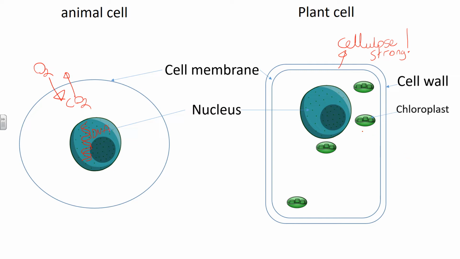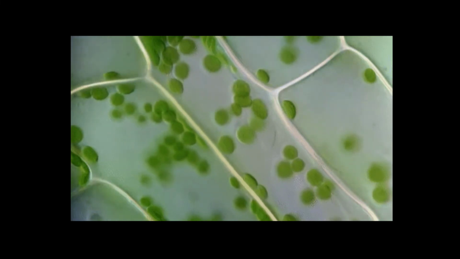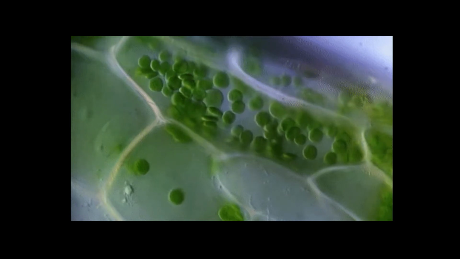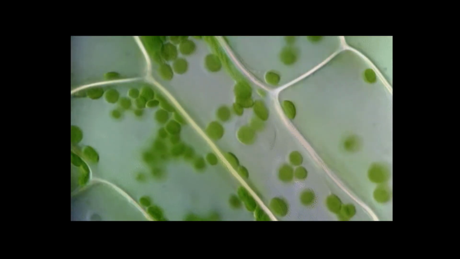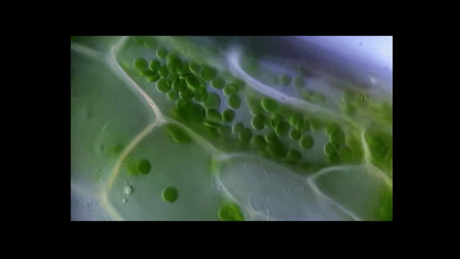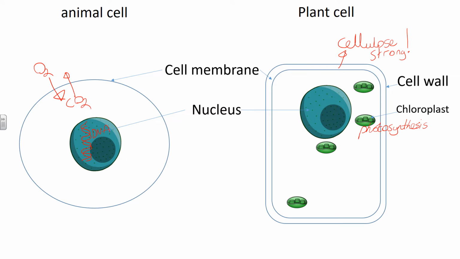Some plant cells have chloroplasts, not all. Root cells don't, they're underground, so they can't photosynthesize. These cells are generally coloured green because of the pigment chlorophyll that is inside the chloroplast, and you can see lots of chloroplasts here which are moving around inside the cytoplasm of the cell. So they're not fixed, they can move around throughout the day and maximise how much sunlight they can absorb to make carbohydrates such as glucose.